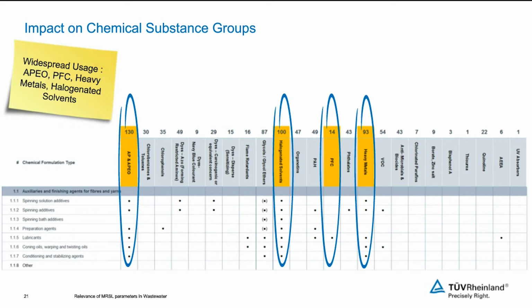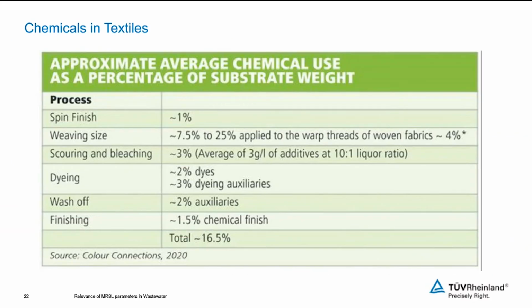guidance sheet. Based on further analysis of chemical use as a percentage of substrate weight for different processes like spin finish, weaving sizing, scouring and bleaching, dyeing, washing, finishing, the table here mentions the percentage of chemical used based on the percentage of substrate weight.